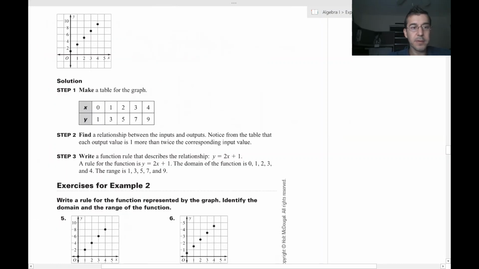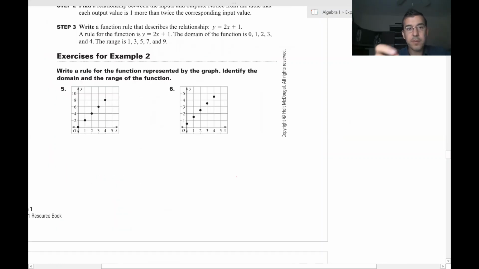Next one is number 5. Write a rule for the function. Identify the domain and the range. So domain and range.